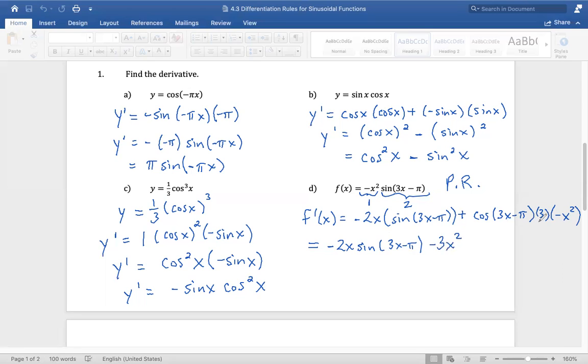And then I'm just, so that's gone. And then, yeah, I got the negative there. And then just cos of what's in the bracket, 3x minus pi. And that's about as far as I can go. I also wanted to point out, if you notice, I have a common 3x minus pi.